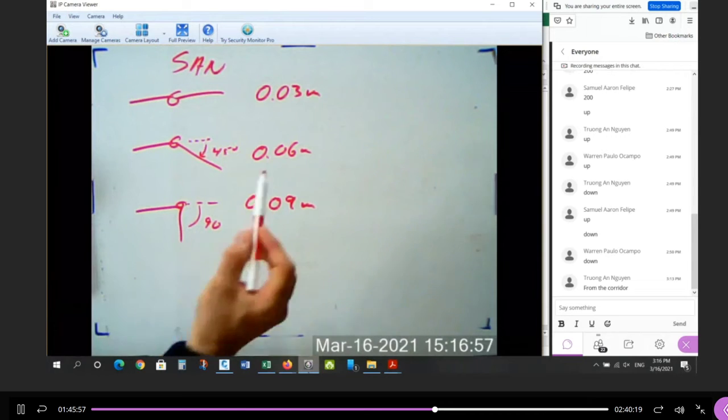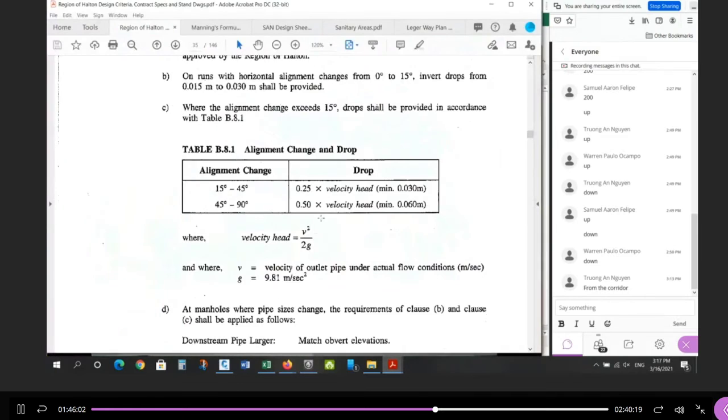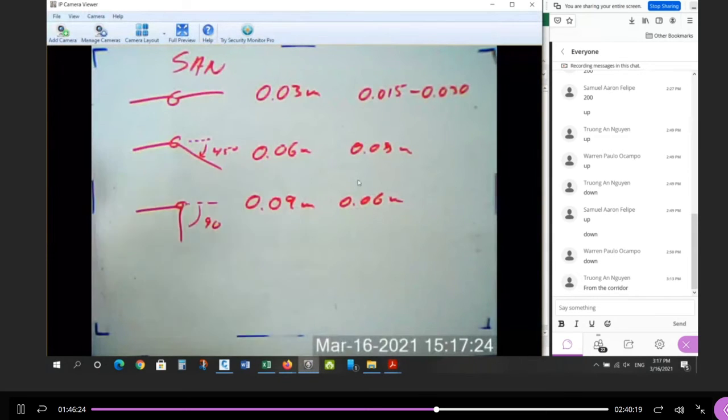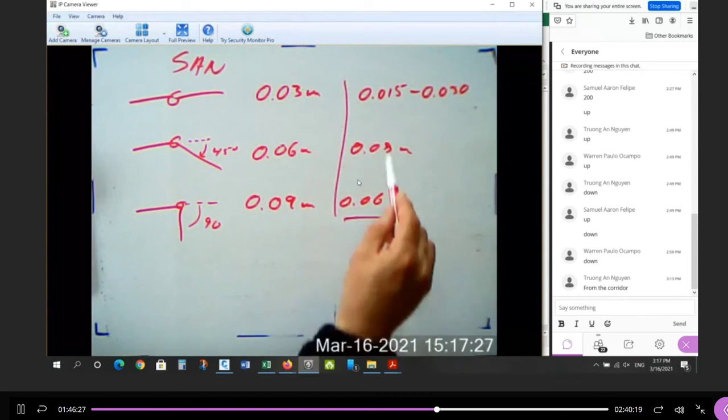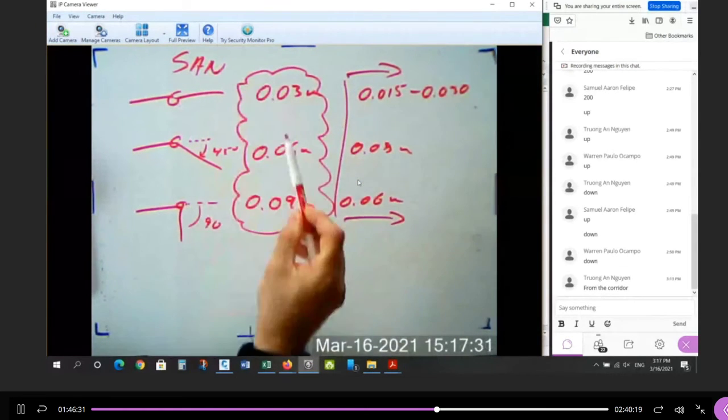That's a lot more conservative than the minimums described in the document. If we go to Halton, it says to use anywhere between 1.5 and 30, so between 0.015 to 0.030, and then it asks you to use 0.03 for a 45, and then 0.06 meters. And look at what I just wrote down. This is the standard on this side, but I want you to use this, which is much more conservative.